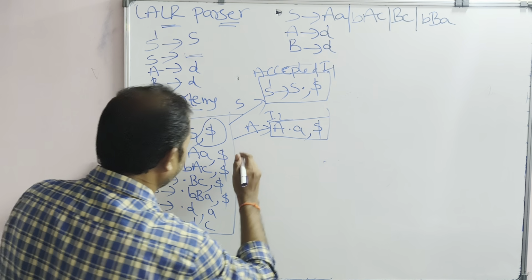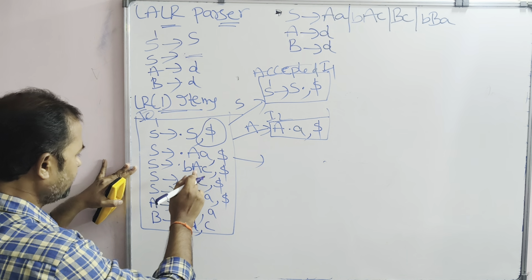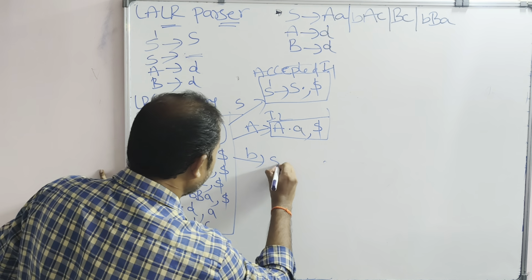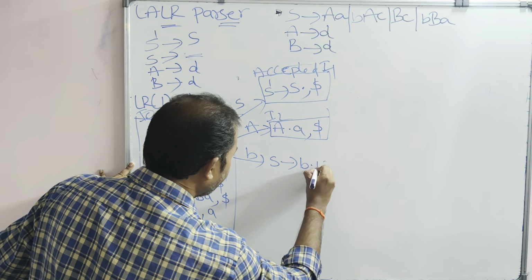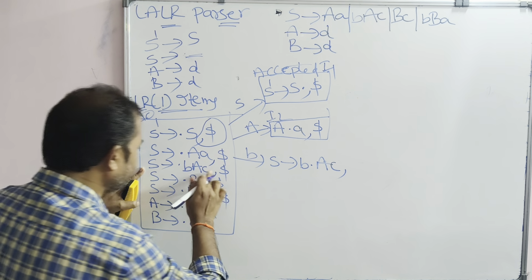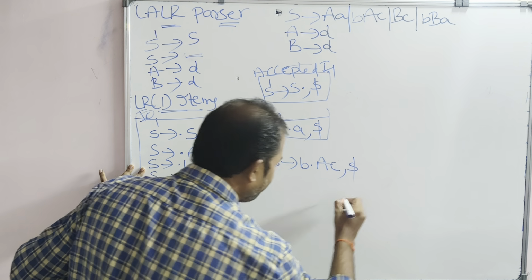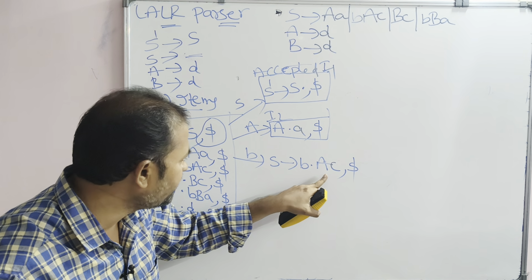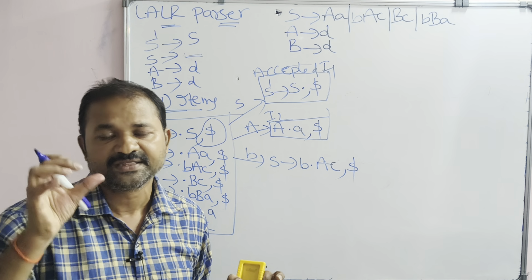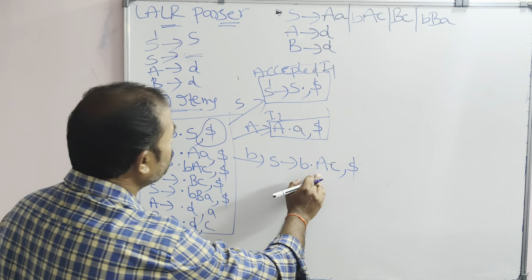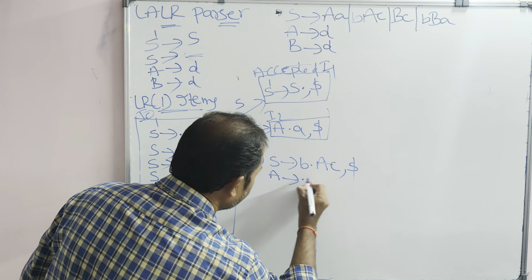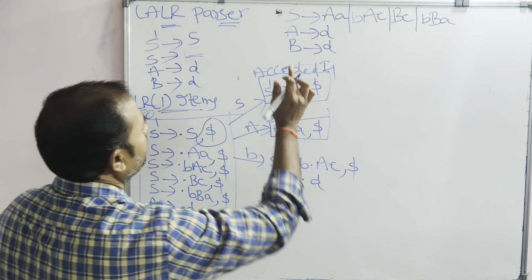Next state is I2. Here we have B, so apply B on I0. Then the production will become S produces B dot AC. The dot is shifted one position to the right. No need to change the look ahead while calculating goto. Here after the dot we have a non-terminal, so if there is a non-terminal after the dot, then we have to find the closure. What is the closure of A? Write the A productions. A produces dot D, this is an item.